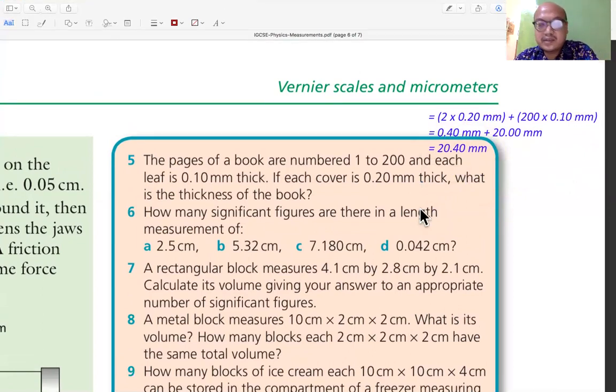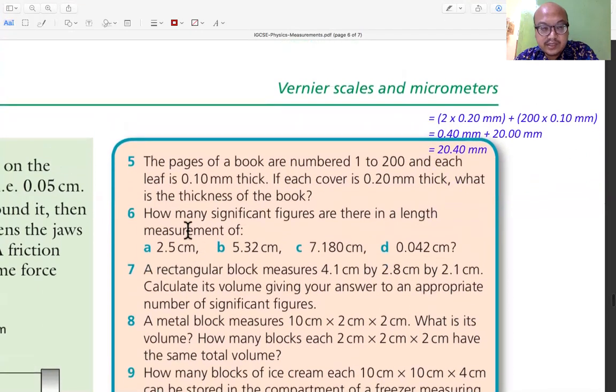Okay, and then number 6. How many significant figures are there in the length measurement of, okay, here: 2.5 is two significant figures, 2 and 5. And 5.32 is 3.